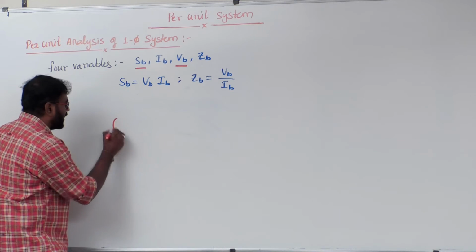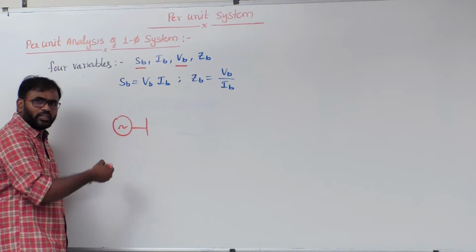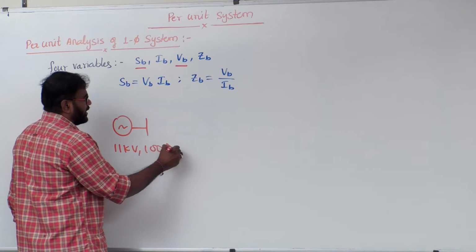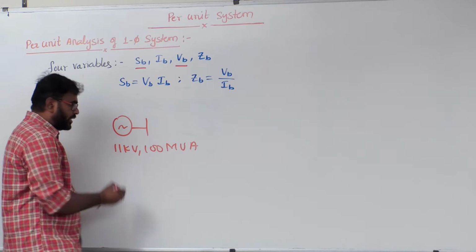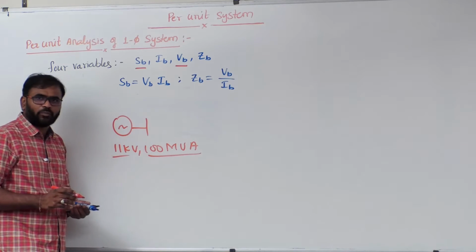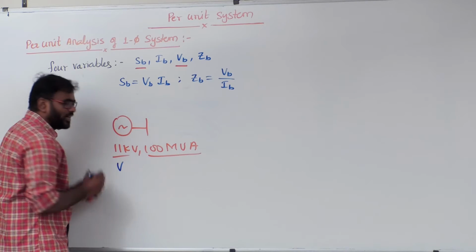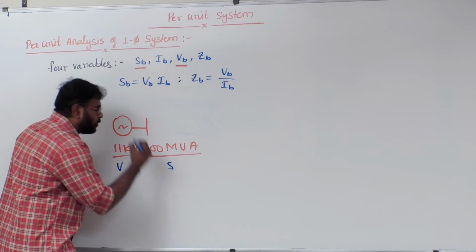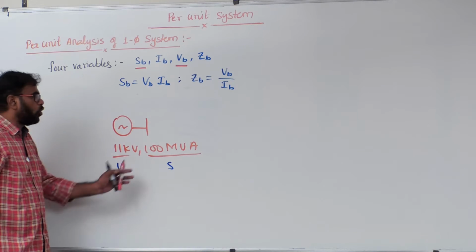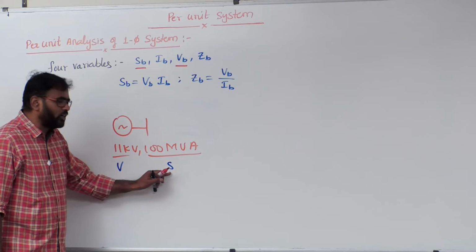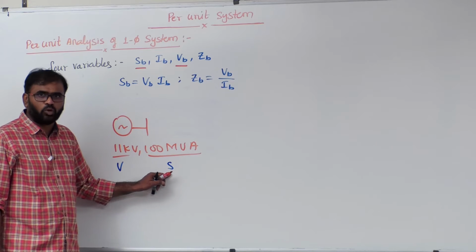For example, if it is a generator, simply what he will say in the nameplate is, it is an 11 kV 100 MVA generator. That means which two ratings are readily available for me? Voltage rating is readily available, and what? Apparent power rating. That means the volt-ampere rating is readily available for me.